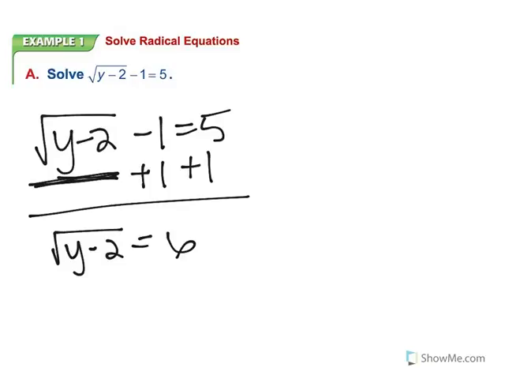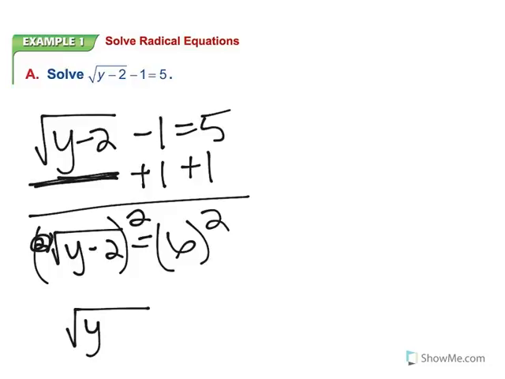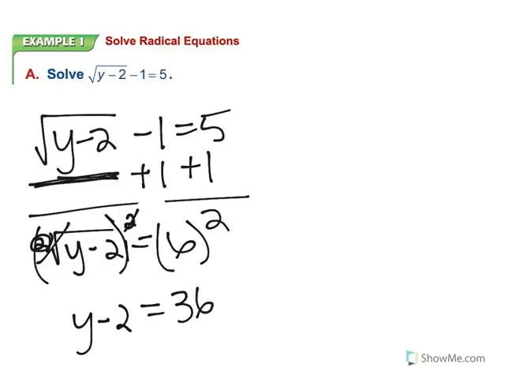Now we're going to raise both sides to the power of our index, which is a 2 for square root. So we're going to square this side, and we're going to square this side. The squares cancel each other, so we're just going to have y minus 2 equals 6 squared, which is 36. Now we can add 2 to both sides, and we get y equals 38.